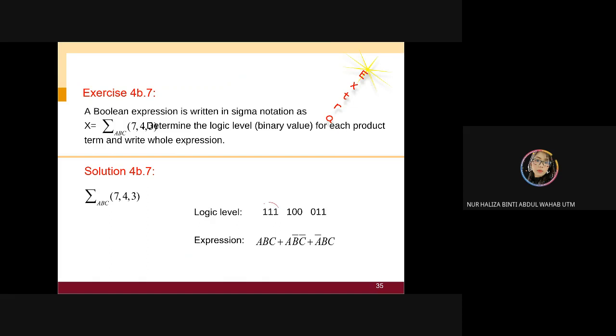So you can see you have 7 here to binary, 4 here to binary, 3 here to binary. Then 0 will have a bar. The rest no bar.